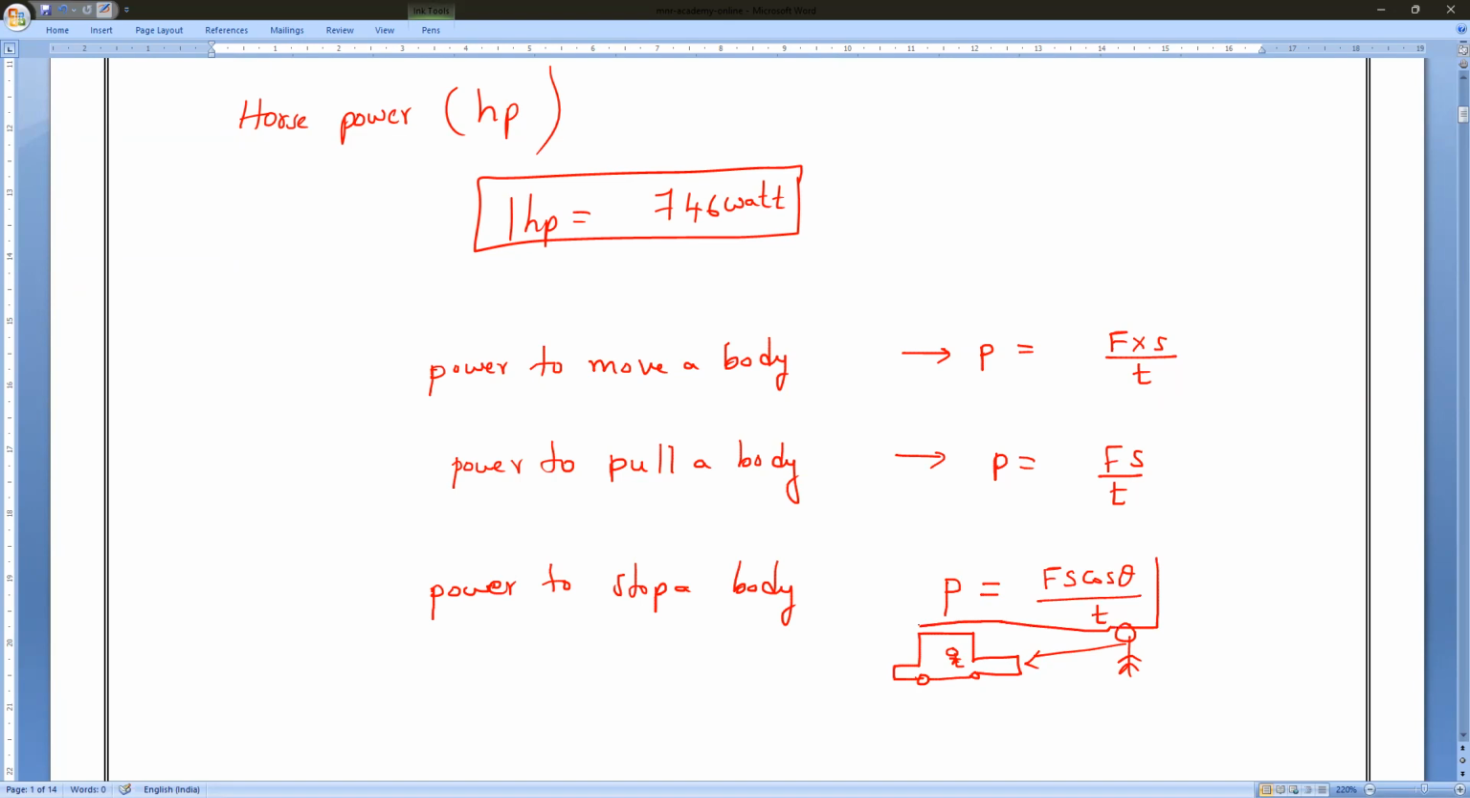This is the formula for power P when you want to stop a body. Clear, everybody? Please respond, guys. Next, power to lift against gravity. Power to lift a body against gravity.